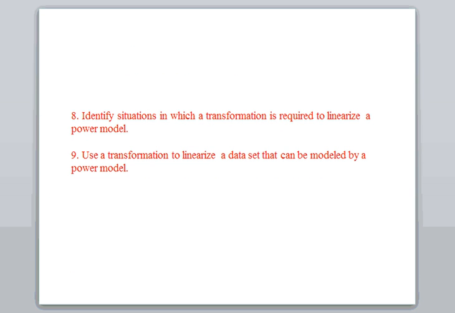And the last subcategory of section 4.1, these objectives correspond to identifying situations in which a transformation is required, and using a transformation to actually linearize data. The pages that correspond to this are 280 to 288, and the problem numbers in your book that help this out are 11 through 14.